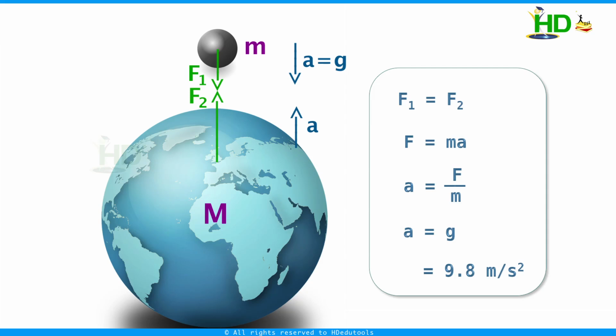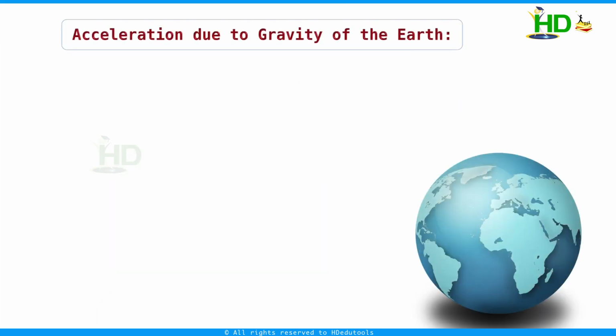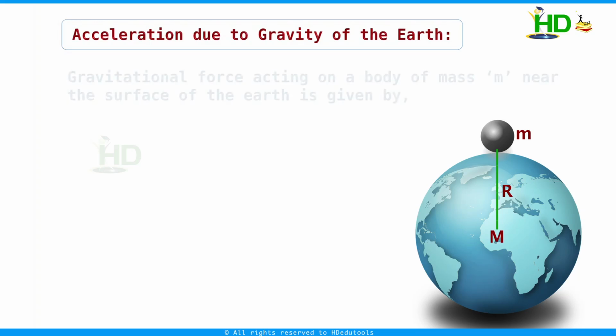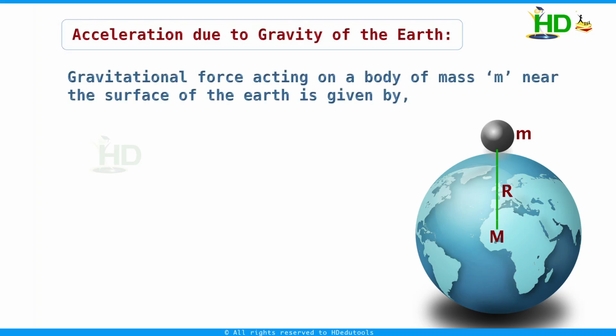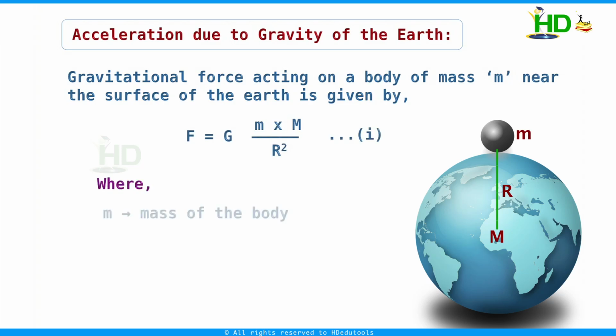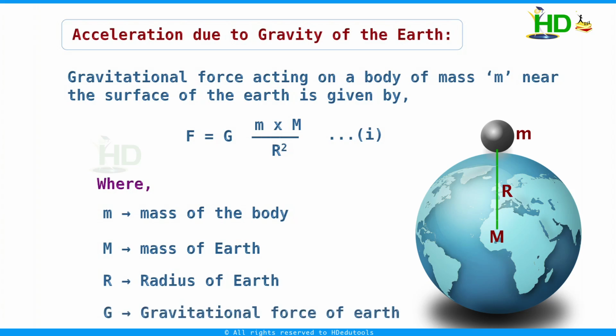Now let us try to derive an expression for acceleration due to gravity of the earth. Consider an object of mass m on the surface of the earth. Let capital M be the mass of the earth, capital R the radius of the earth. In this case, the object is at a distance R from the center of the earth. The gravitational force between the mass and object is F equal to G into small m capital M by R square, where small m is the mass of the object, capital M is the mass of the earth, and R is the distance between the centers of these two objects.